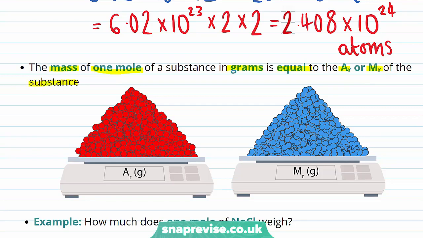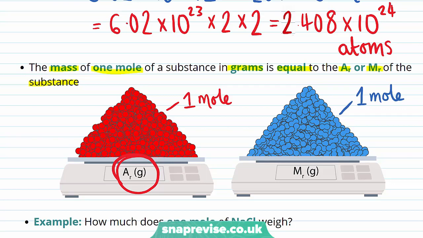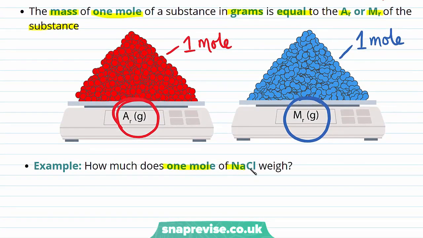For example, if we have 1 mole of an atom and we could weigh it, we would find that it would weigh the same as the relative atomic mass of that atom in units of grams. Similarly, for a molecule or a compound, 1 mole or 6.02 times 10 to the 23 particles will weigh the same as the relative formula mass in grams. For example, how much does 1 mole of NaCl, or sodium chloride, weigh? We've just seen that the mass of 1 mole of a substance in grams is going to be equal to the relative atomic mass or relative formula mass.